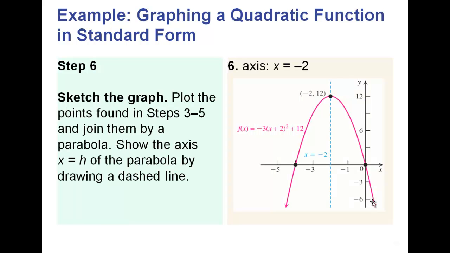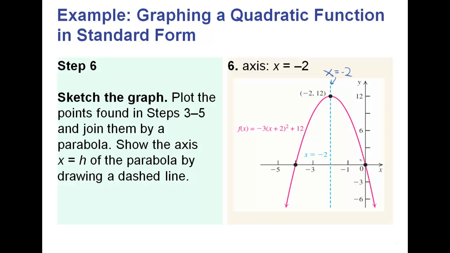So we know it opens down. We draw our axis line, right? This is the line x equals -2 right here. And we know it's symmetrical around that line. We put in our vertex at (-2, 12). We put in our two x-intercepts and our y-intercept, which ends up being the same point. And then from that alone, we can graph it.